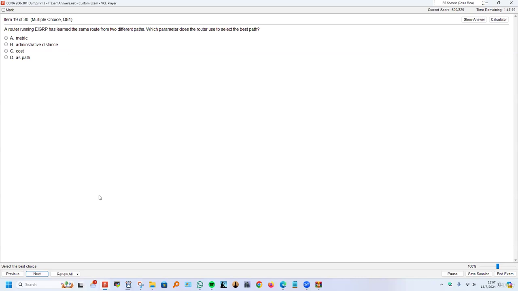A router running ERP has learned the same route from two different paths. Which parameter does the router use to select the best path? And as far as I am concerned, it's metric because we are using ERP. If we were working along with OSPF, maybe it would be cost, but we are doing ERP.